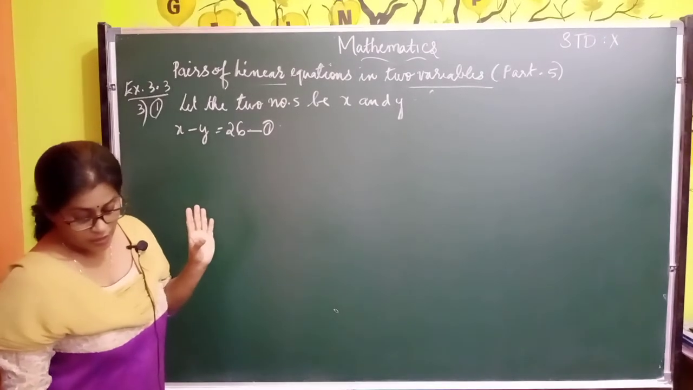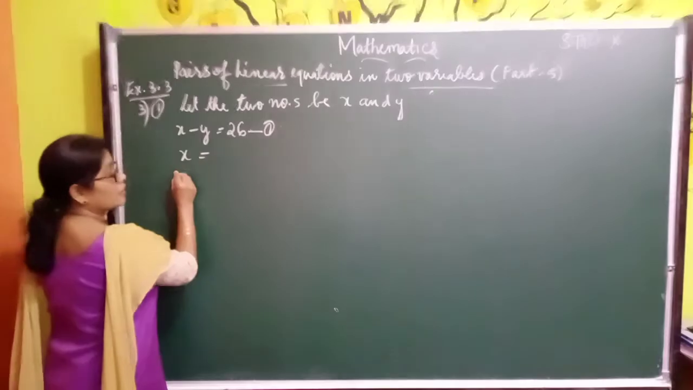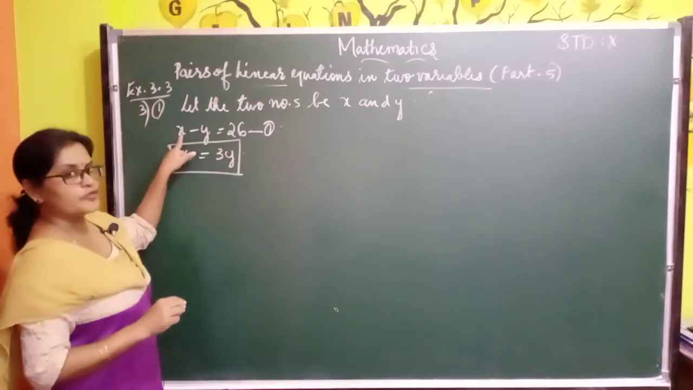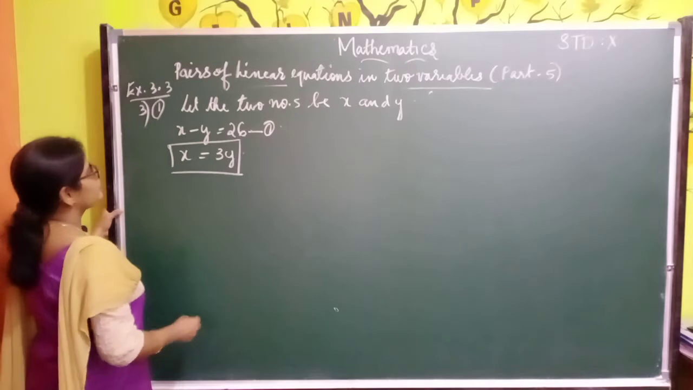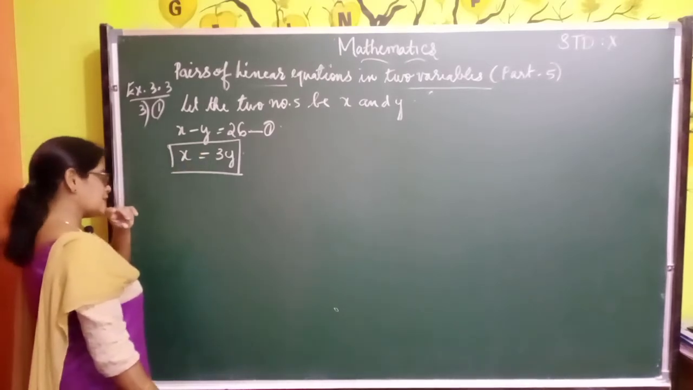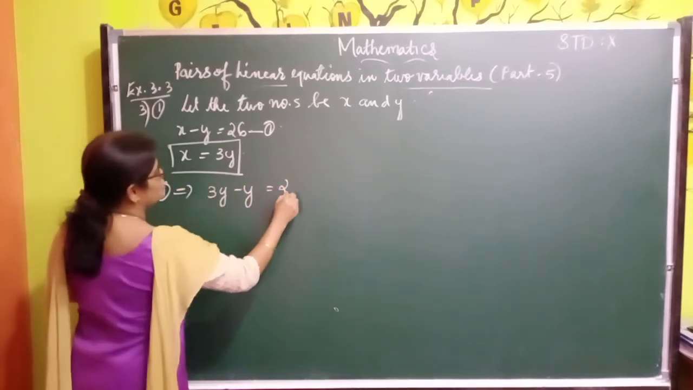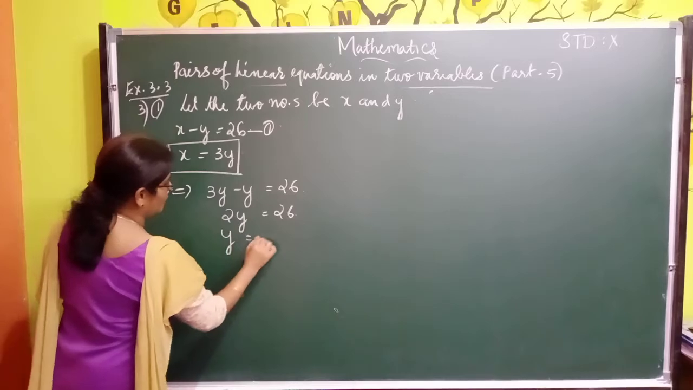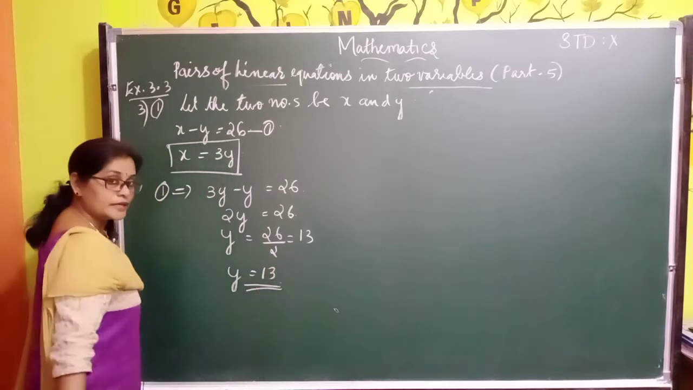Now, one number is 3 times the other, so x is equal to 3y. Let us substitute x in equation 1. Equation 1 becomes 3y minus y is equal to 26. This is 2y is equal to 26, and y equals 26 by 2, that is 13. Therefore, y is equal to 13.